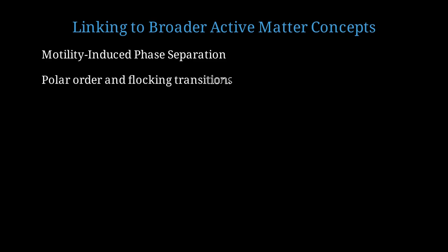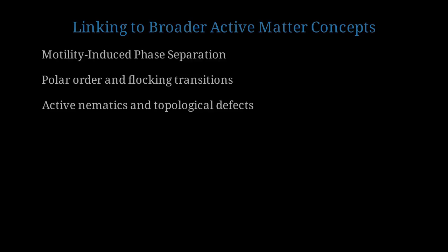Another general phenomenon is the emergence of polar order. When particles align their velocities with neighbors, you can get flocking transitions, similar to bird flocks or fish schools, but arising from purely local interactions. In systems with nematic alignment, like elongated particles, you get active nematics. These exhibit topological defects, points where the orientation field is undefined, that can act as autonomous agents, creating and annihilating dynamically.